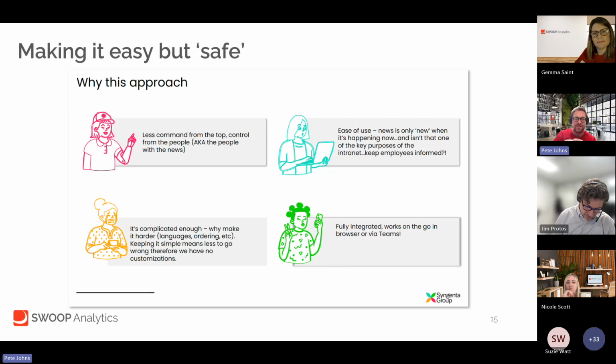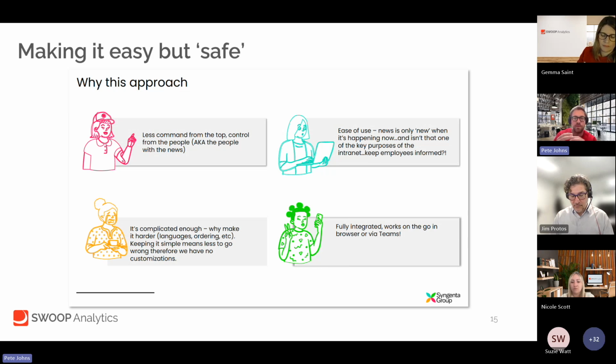And there's the point here around life is complicated enough, why make it harder? So they've kept it as simple as possible, with minimal customizations and minimal process barriers and gateways to getting your content out there. Because it means it's easier to manage that way in a big way. So there's less to go wrong if you don't have all these complex customizations.